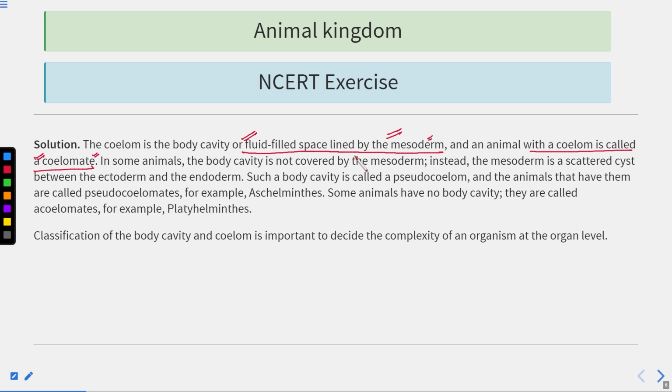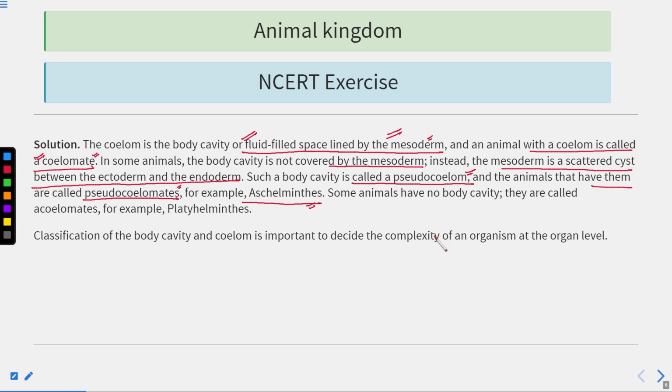And in some animals, the body cavity is not lined by the mesoderm. Instead, the mesoderm is scattered in pouches between the ectoderm and the endoderm. Such a body cavity is called a pseudocoelom. That means it is a type of false coelom, right? And we call those animals in which this pseudocoelom is found pseudocoelomates. And the best example is Aschelminthes, right?